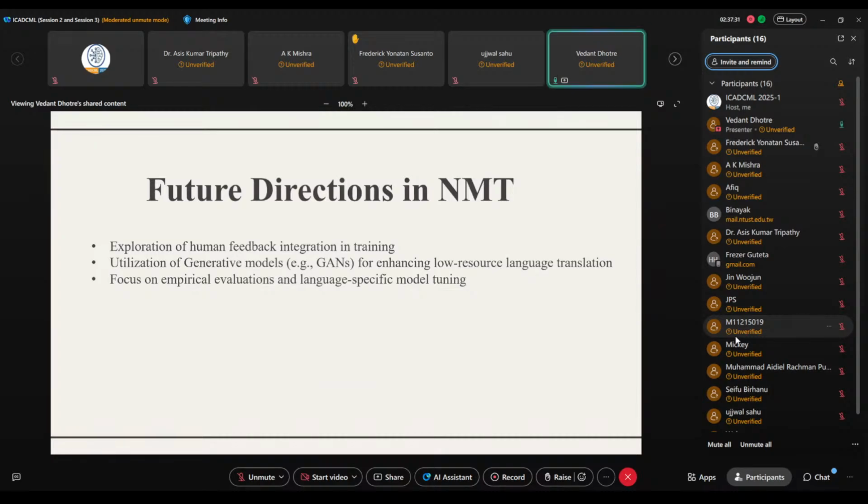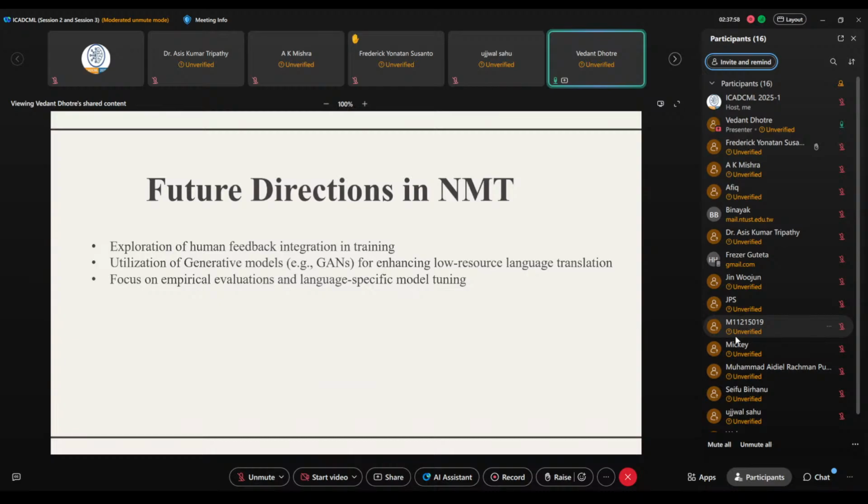The future directions of NMT. So, in terms of where the future is headed for NMT, we can also look at human feedback integration. I think this is particularly important when we are considering low resource language pairs where we do not have enough or adequate information or data to train models for more adequacy, right? So this is certainly something which is important.